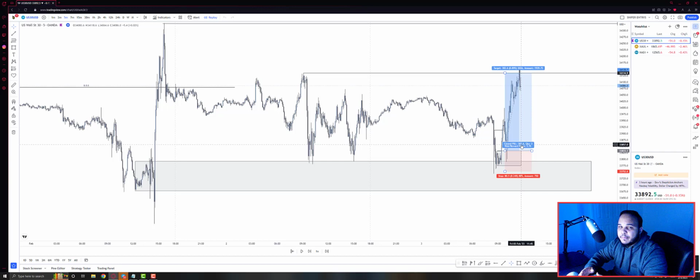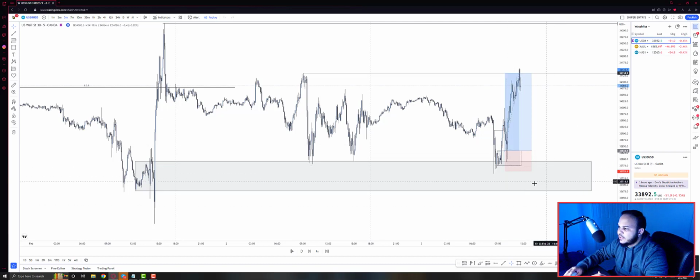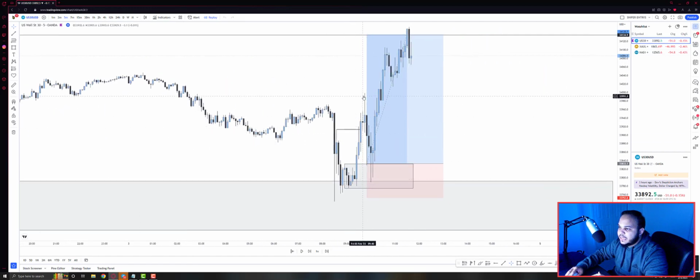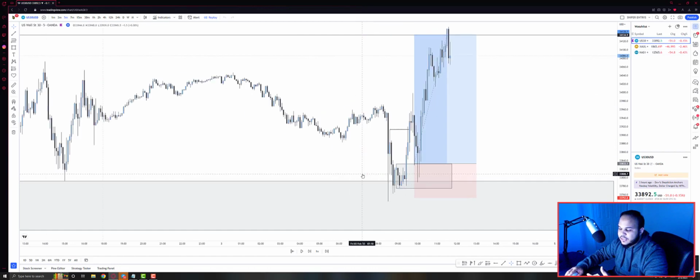When I mark up a POI on the 1 hour, I like to see a minor break once price gets to my order block, and that's when I start looking for a trade. And that's basically what we see here. You guys can see that we have a break here to the upside, right? Then we have a pullback to the level, a minor order block created here on the 5 minutes. So you guys can see that I didn't take it as soon as it hit here.